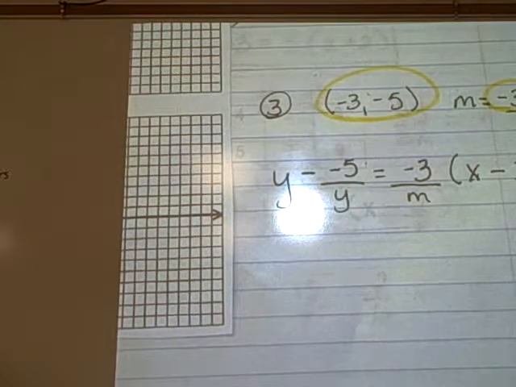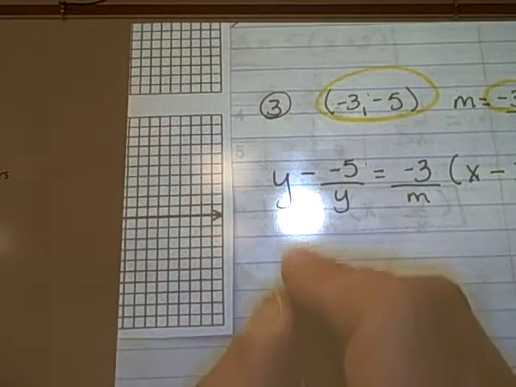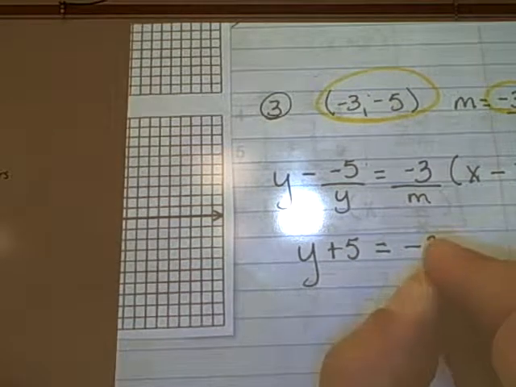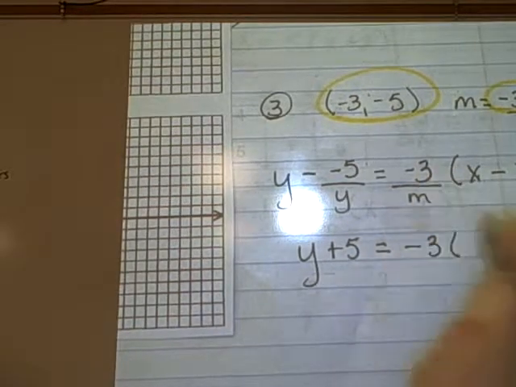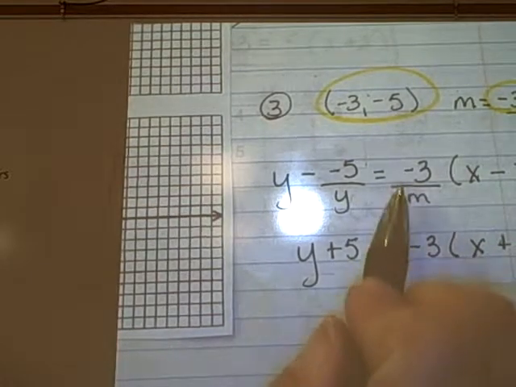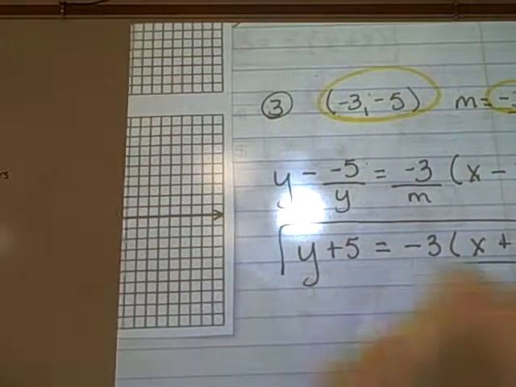So I'm going to have to rewrite this one because I have all these negatives. And a double negative is going to become positive. So it's y plus 5 equals -3, and that's going to stay negative, times x plus 3. Because there's not another minus in front of that, it's just a number. The only ones that change are the ones that have minus and negative.